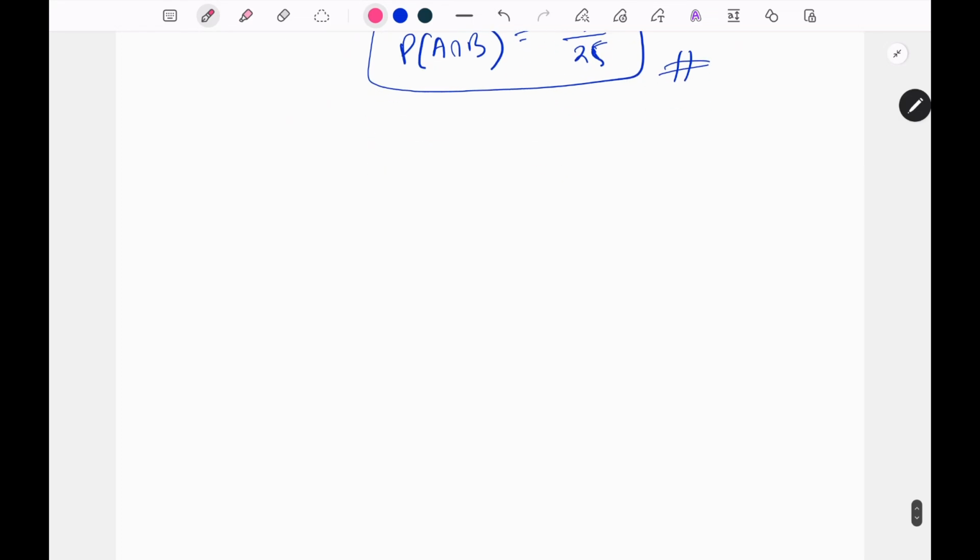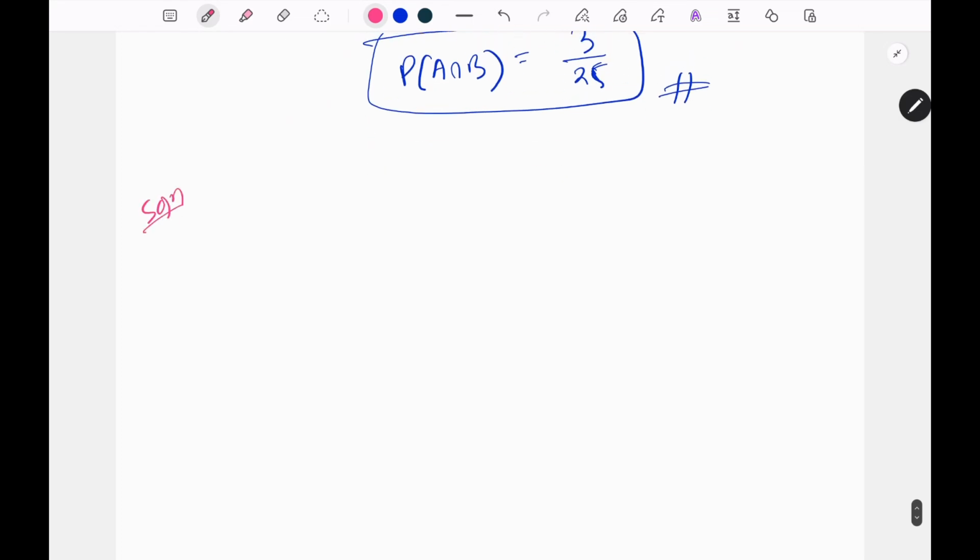So let's write the solution here. Solution: given a pack of 52 cards, we know there are 26 black cards.